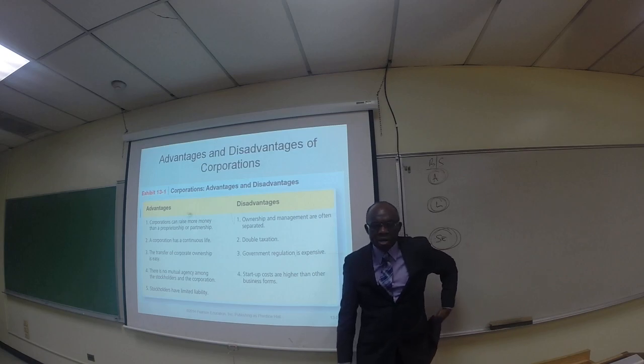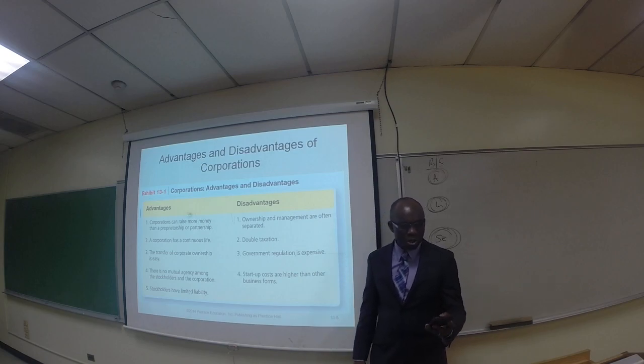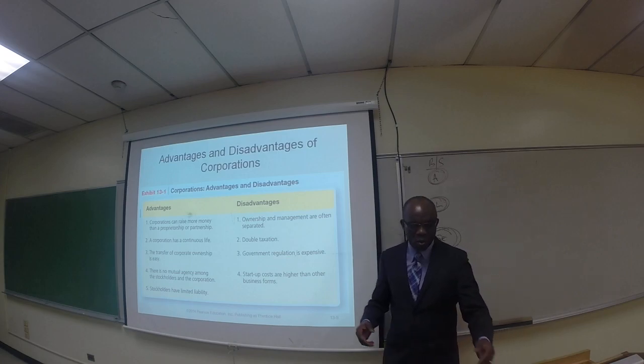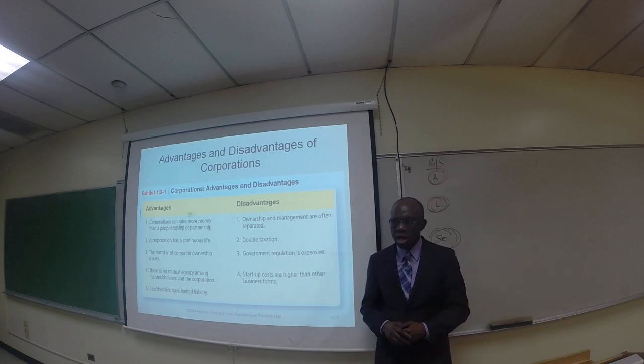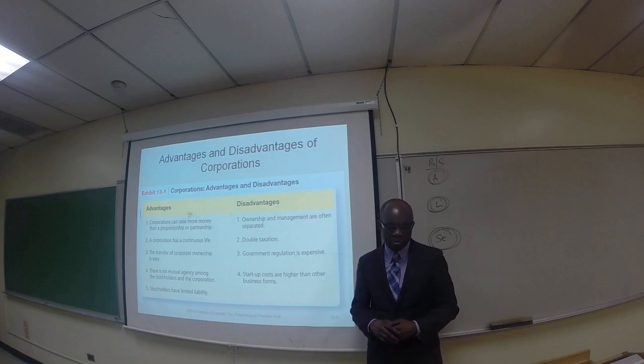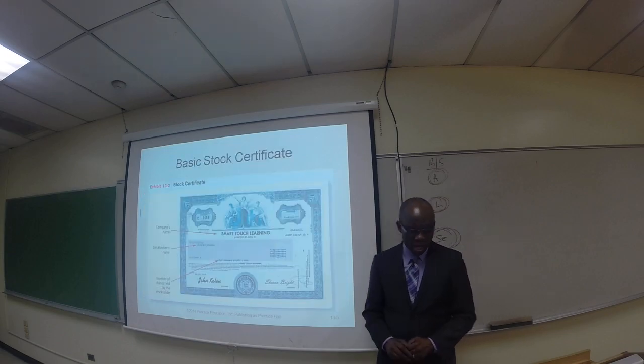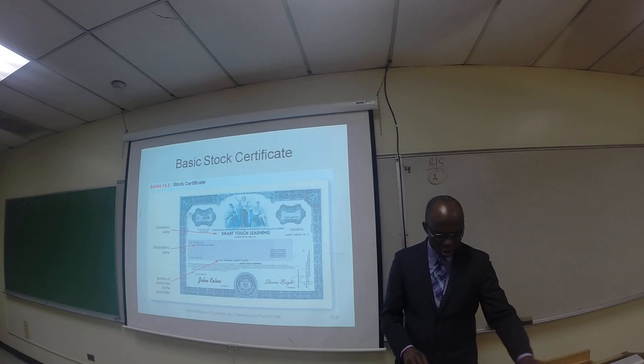Number three, government regulation is expensive. A corporation has to comply with a lot of paperwork and with a lot of regulation as required by the government. So it's very expensive. Number four, startup costs are higher than for other business forms. So let's move on and talk about the basic stock certificate.